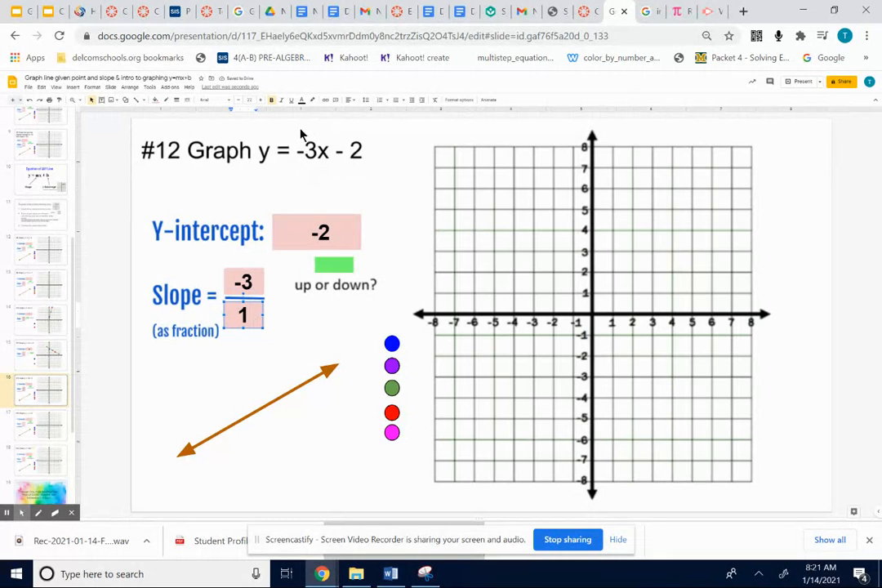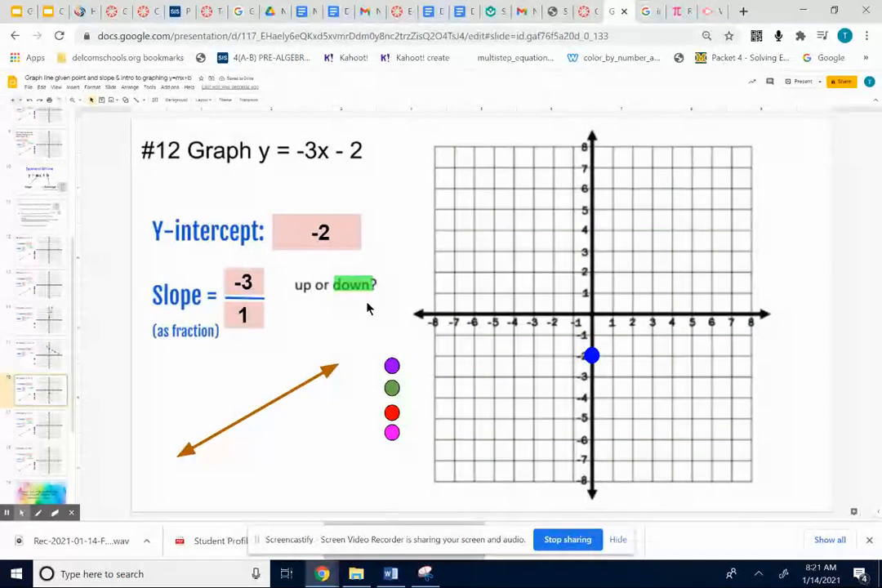Since that slope is a negative number, it's going down 3 over 1. Or because the rise is negative, the negative rise means down, and a positive run means right. So I'm going to go down 3 over 1. Now the graphing part. Start at negative 2 on the y-axis. From negative 2 on the y-axis, I'm going to travel from there down 3 over 1.